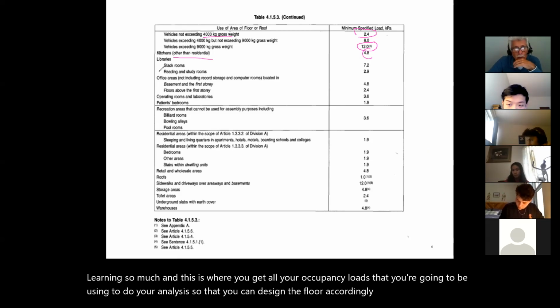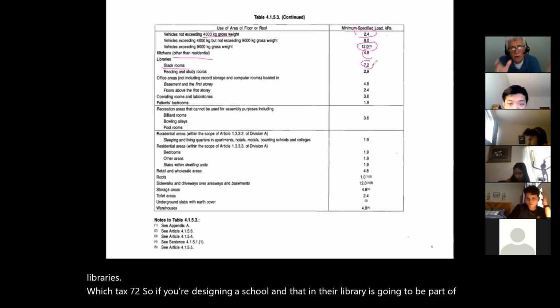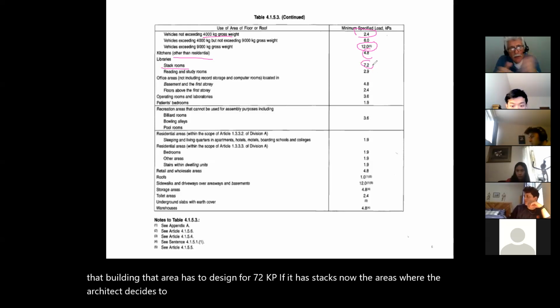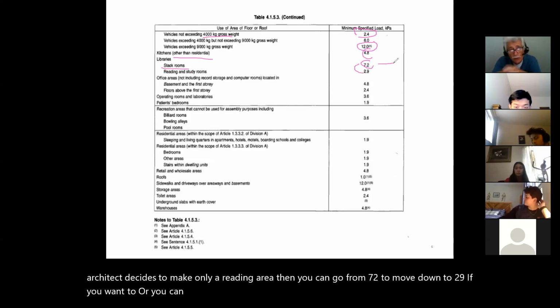Look at libraries with stacks, 7.2. So if you're designing a school and you know that a library is going to be part of that building, that area has to be designed for 7.2 kPa if it has stacks. Now, in the areas where the architect decides to make only a reading area, well, then you can go from 7.2 down to 2.9 if you want to, or you can design the whole thing for 7.2. It's up to you. Operating rooms.